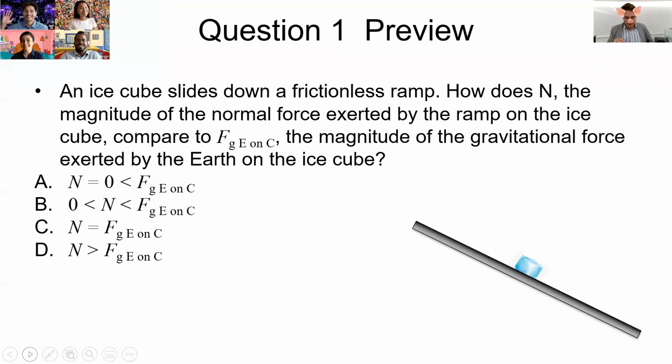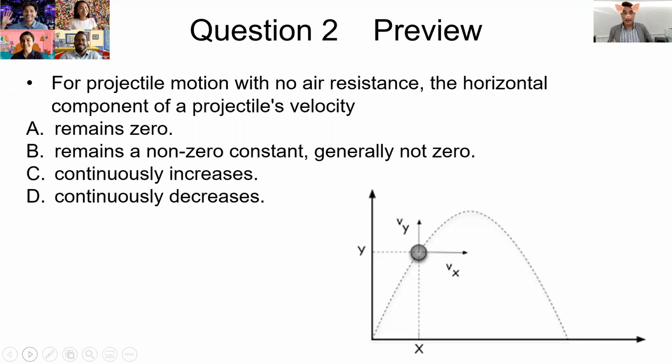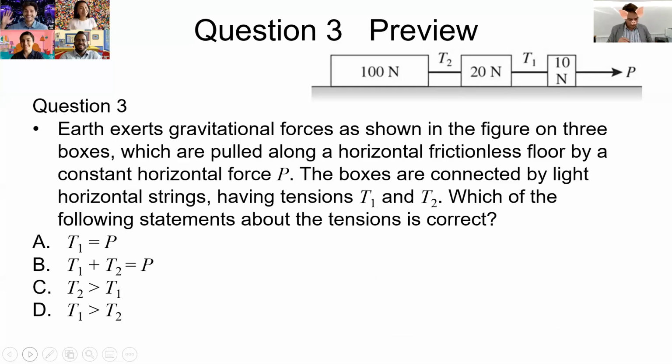The first question is about an ice cube which slides down a frictionless ramp. The question is going to be, how does N, the magnitude of the normal force, compare to the force of gravity? The second question is about projectile motion with no air resistance. How does the horizontal component of the projectile's velocity change with time, or does it?